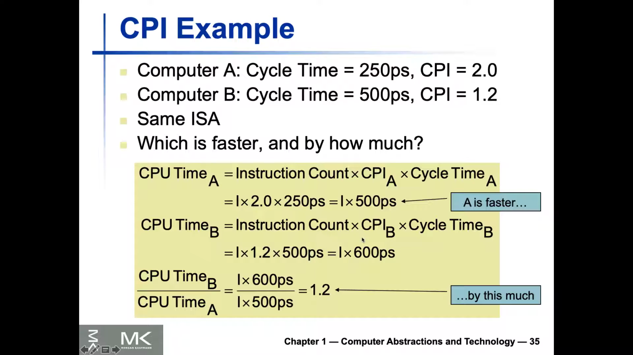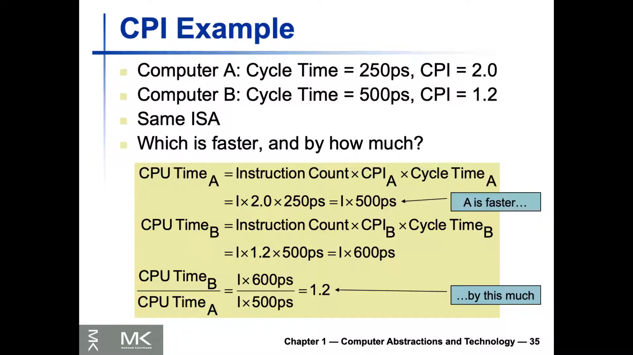But looking at the first one, it didn't seem like it, right? And then if you divide the CPU time of B by A, you're going to see by how much it is faster. So 600 divided by 500 is 1.2 times faster, right? So that's just for a single task, a single application, or a single instruction count. What if we have many of those, and each of those has a different CPI?